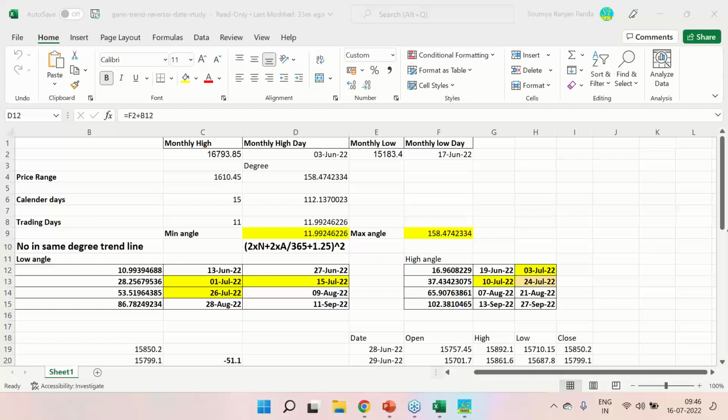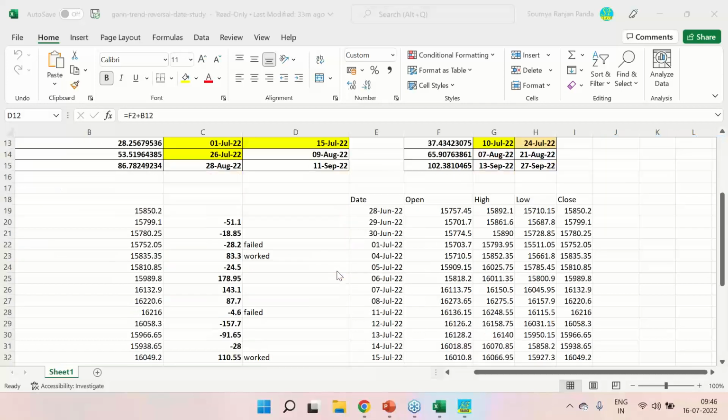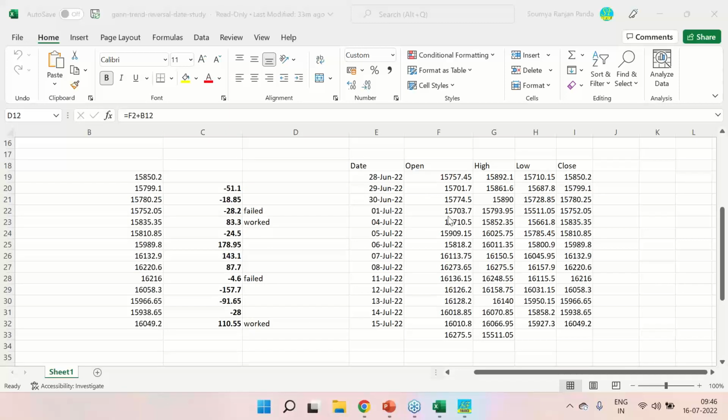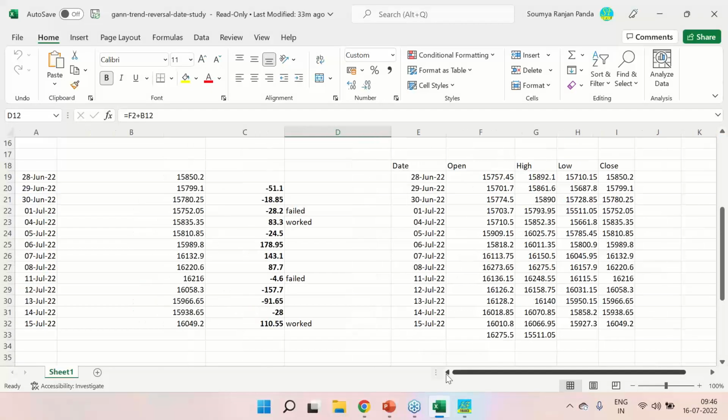So 3rd July, then we are going for 15th July, 10th July, 1st July. So go back to the price. I have put the pricing here, 28th June to 15th July. So you can see here 3rd July. So these are the dates. I just marked them. You experience whether it has worked or not. I am taking closing basis.